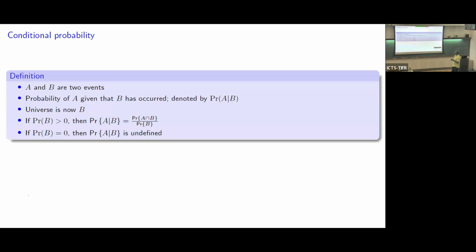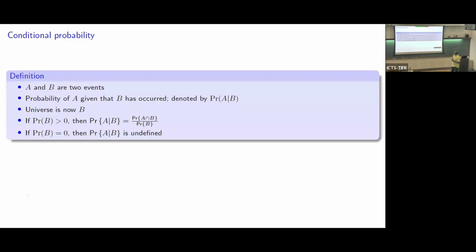If there are two events A and B, then you can think about the probability of A given that B has occurred, and this is usually denoted like this: probability of A, vertical bar, then B. This conditional probability is given by the probability of A intersection B divided by the probability of B. And this is true if the probability of B is greater than 0.